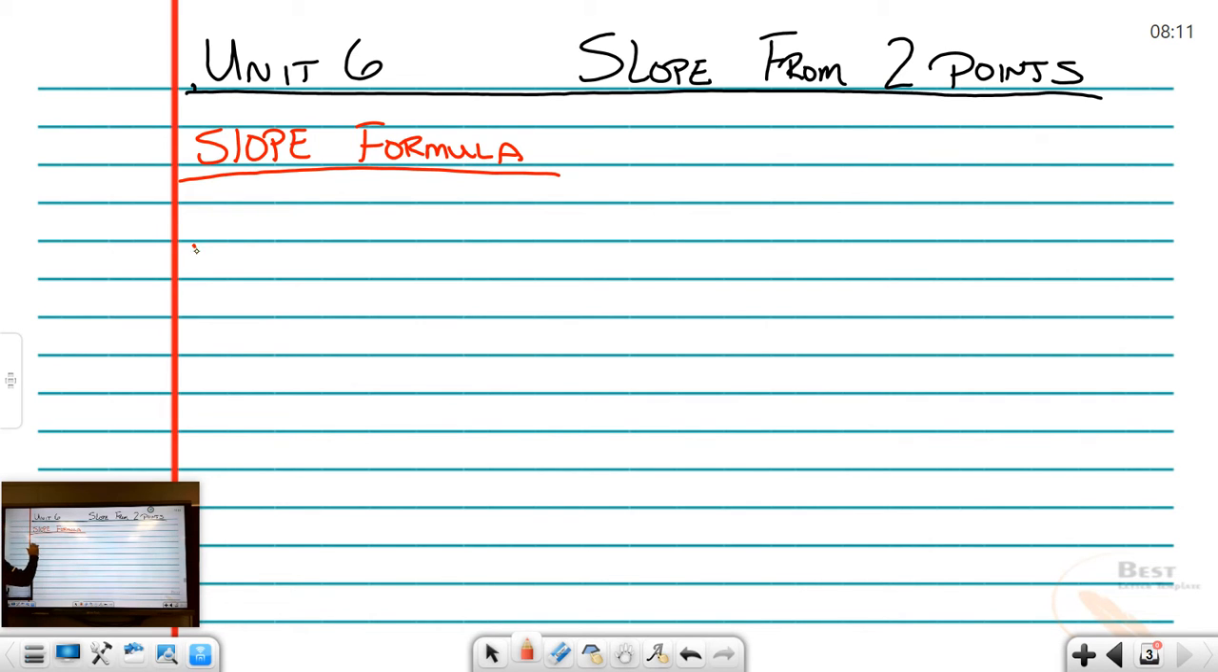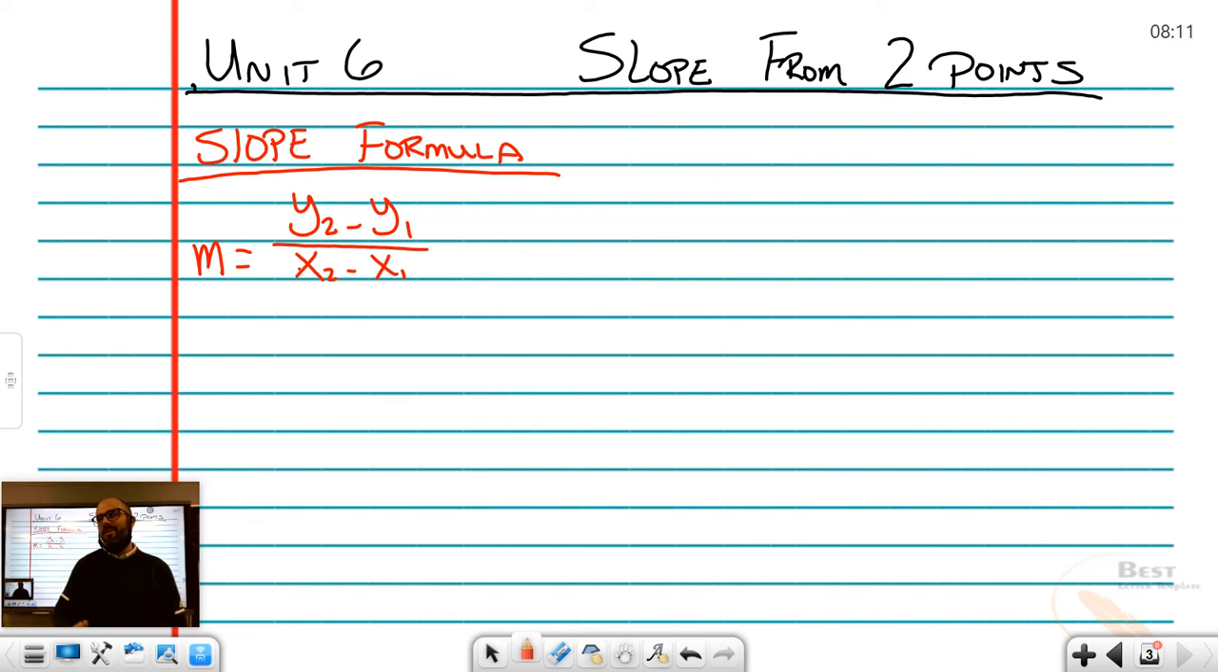Slope formula is m equals y2 minus y1 over x2 minus x1. Okay? y2 minus y1 over x2 minus x1. Slope formula is in fraction form because of our rise over run. All right? So you may be wondering, well, why are those little 2's there and those little 1's there? That's because we're going to have 2 different points. All right? So from slope formula, we have 2 points. And the main thing is to remember this formula.